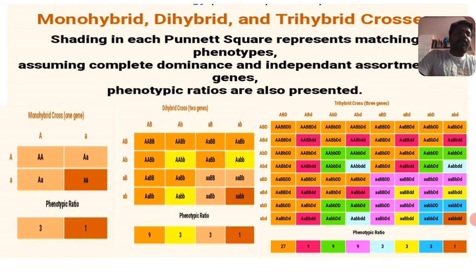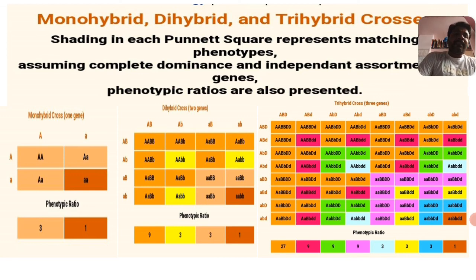How many offspring occur here? Here there are only 4, and here there are 64 offspring. Here 1, 2, 3, 4, 5, 6, 7, 8, 8 into 8, 64 offspring occur here. In that, the phenotypic ratio of a trihybrid cross is 27 is to 9 is to 9 is to 9 is to 3 is to 3 is to 3 is to 1 here.